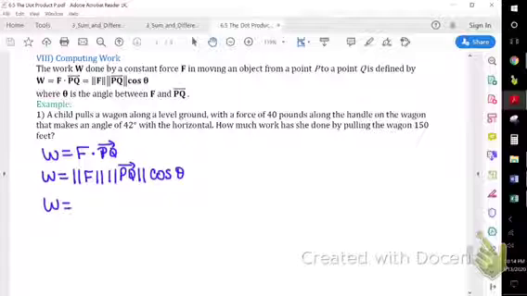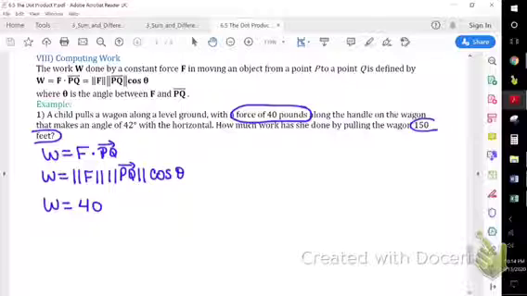Well, they gave us this stuff in here. So the work is equal to the magnitude of the force. Well, they told me the force was 40 pounds. So the magnitude of the force is 40 times the magnitude of segment PQ. Well, remember I said that is where it moved from point P to point Q. So how far did it move? That's right here, 150 feet. That is your vector PQ. So times the 150 times cosine, and what angle did that handle make with that horizontal? It was an angle of 42 degrees.